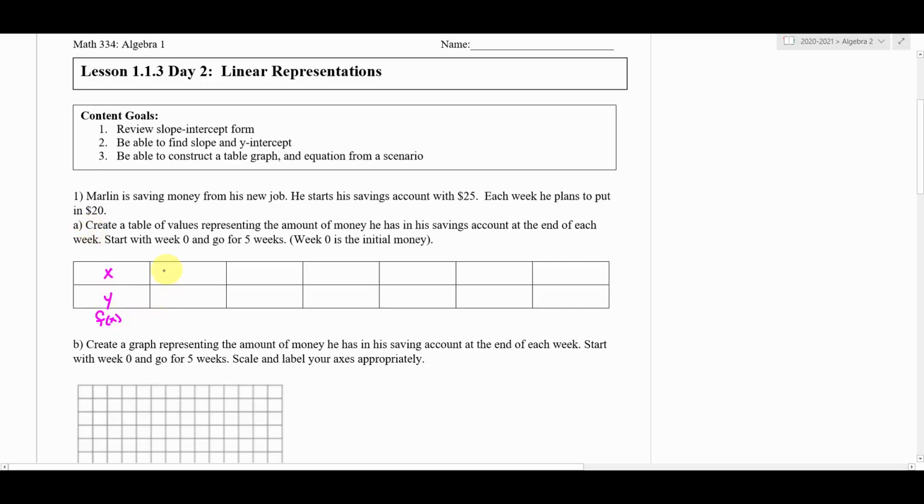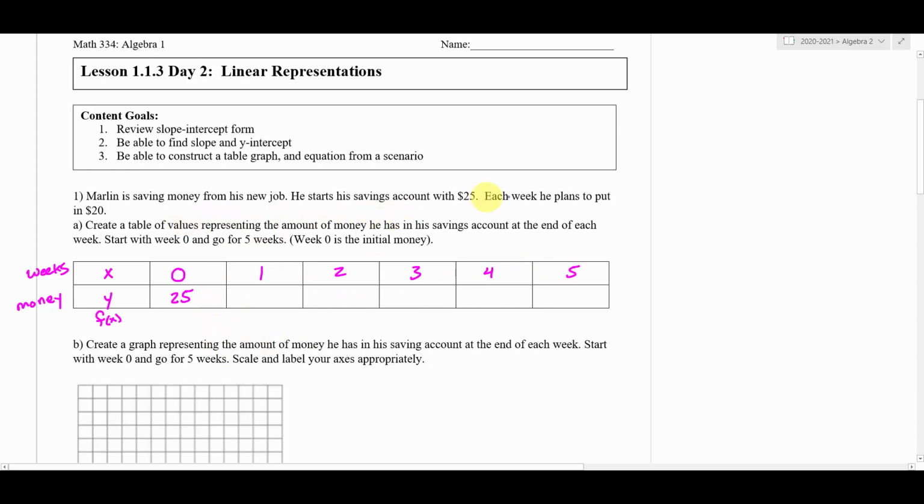Okay, so we're going to let x represent the weeks, and we'll let y or f of x represent how much money we have. All right, so now I've got all the variables defined. I've got my table set up. So we're going to say in week 0, right, before he starts working, he's going to start his savings account with $25. So we've got 0 and 25. And we're going to go for 5 weeks. We've got 1, 2, 3, 4, 5, right? So there's our 5 weeks that we're going to go.